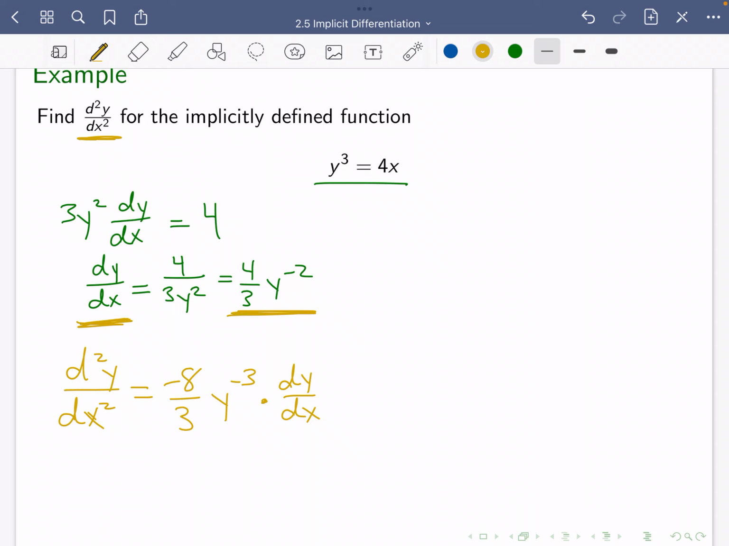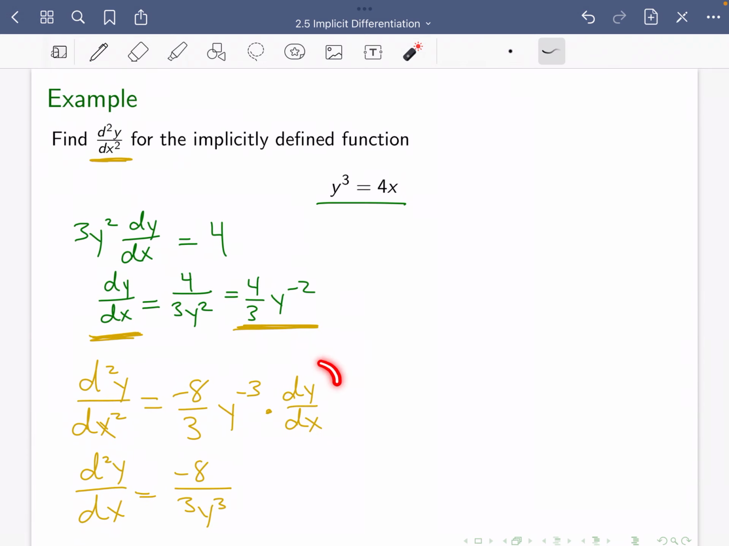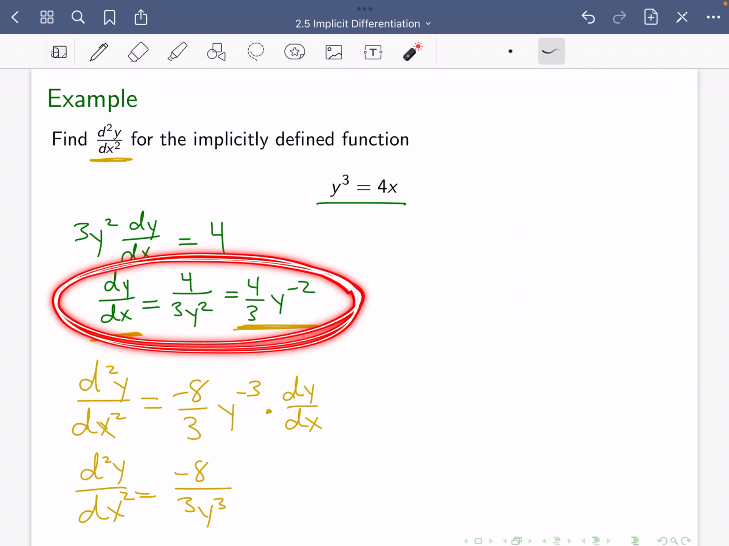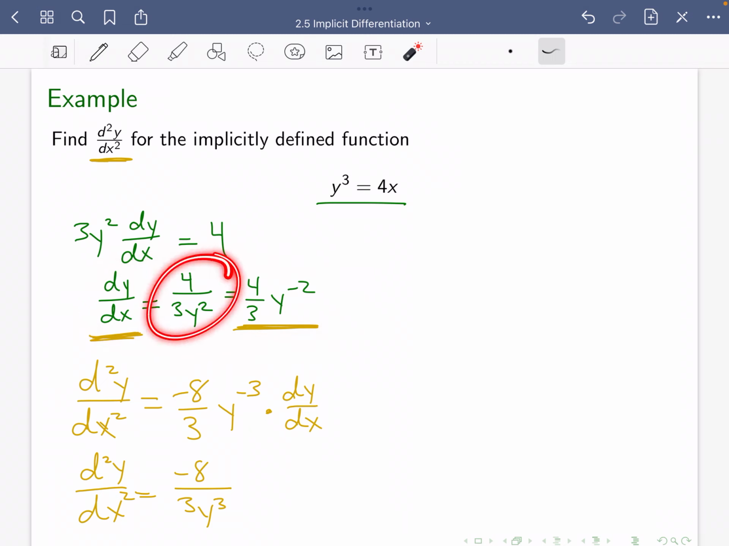And so our second derivative is negative 8 over 3y cubed times dy/dx. What are we going to do with that dy/dx? I don't like having a second derivative being rewritten in terms of our first derivative. So what can we do with that dy/dx? How can we get rid of it? Well, up above, we actually solved for dy/dx already. So we can replace dy/dx with either one of these representations. So I will use that first one.